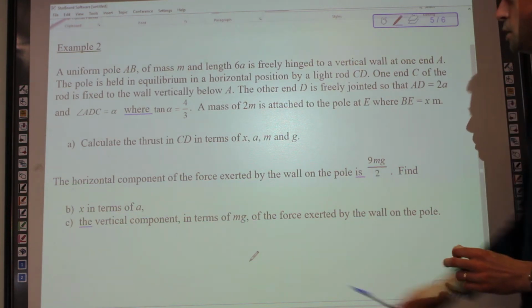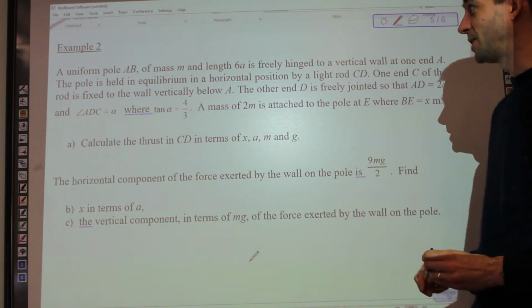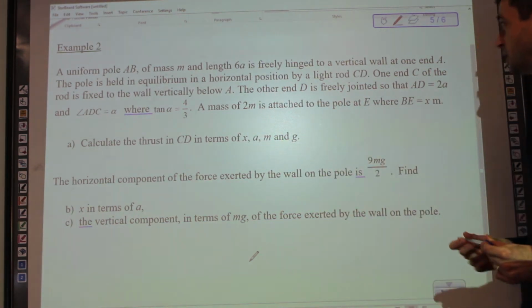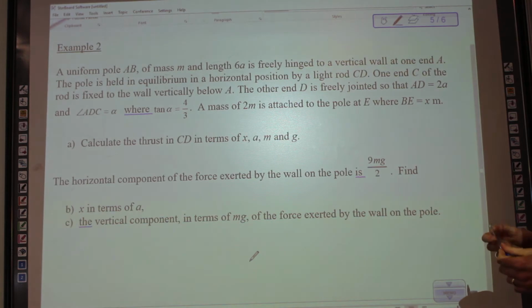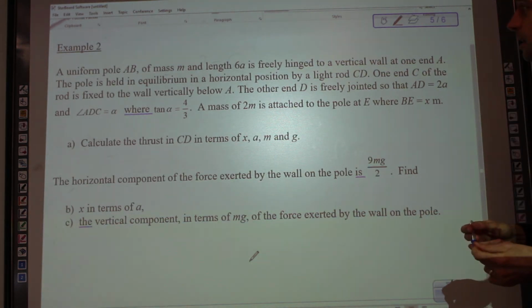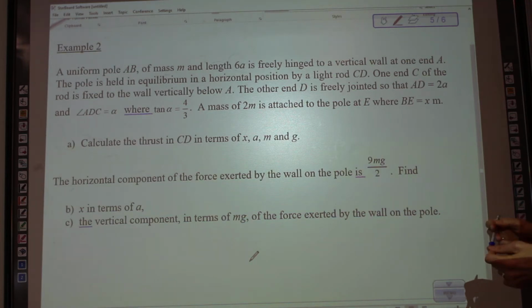What we have is a uniform pole, AB, of mass M and length 6A, freely hinged to a vertical wall at one end A. The pole is held in equilibrium in a horizontal position by a light rod CD. One end C of the rod is fixed to the wall vertically below A. The other end D is freely jointed so that AD equals 2A.